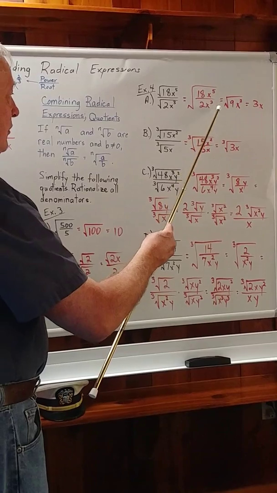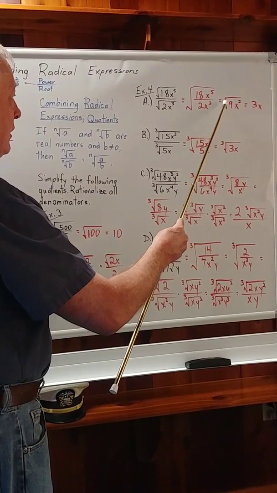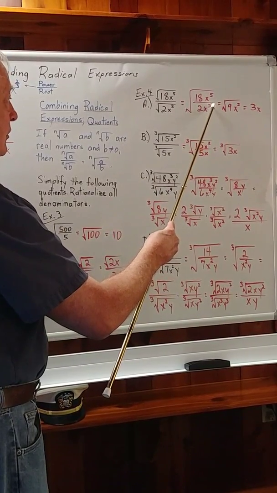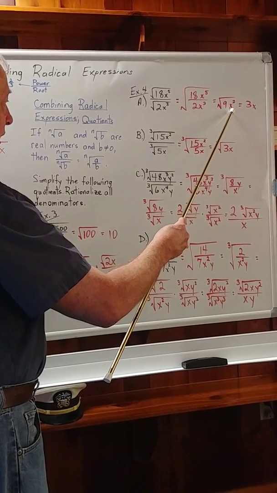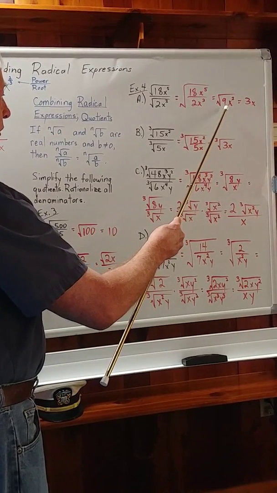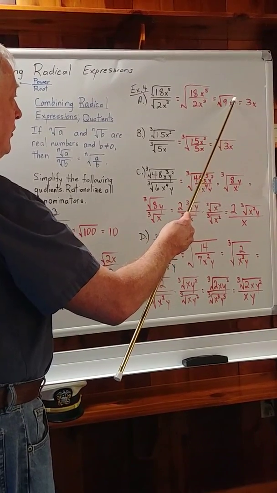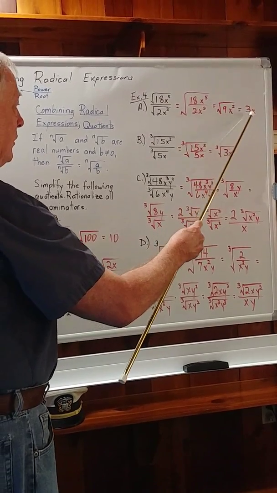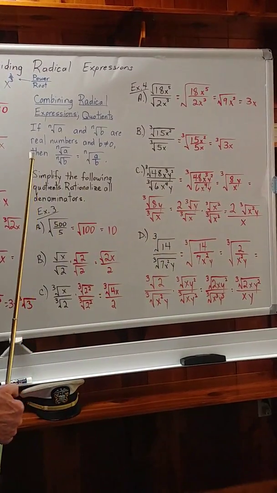18 divided by 2 gives us 9. We have the square root of 9. And 5 minus 3 is 2. So that gives us x squared. Square root of 9 is 3. And 2 divided by this implied 2 gives us 1. 3x is our final answer.